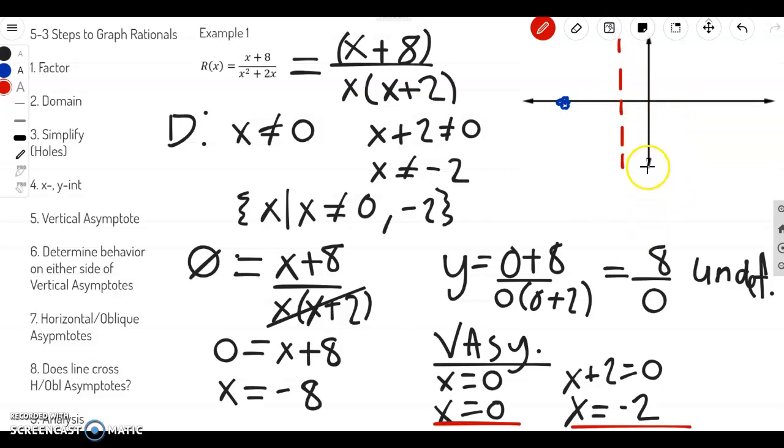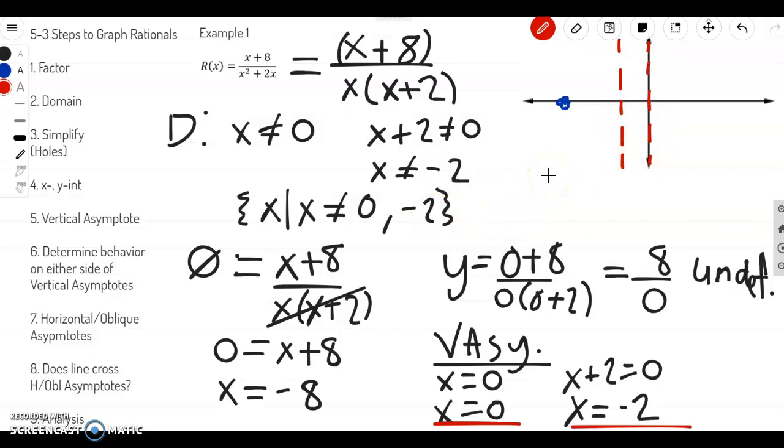And then I also have x equals 0. So x equals 0 is the vertical line that goes through an x value of 0. So I'm going to have a dotted red line here along the y-axis. Our graph is going to get close to these values, but it's not actually going to cross the value of negative 2 or a value of 0 whenever we get to the graphing part.